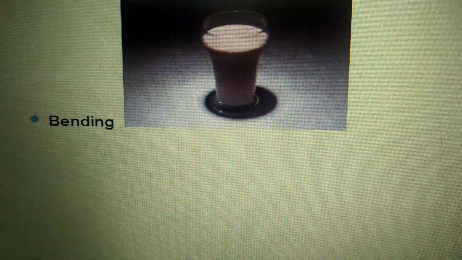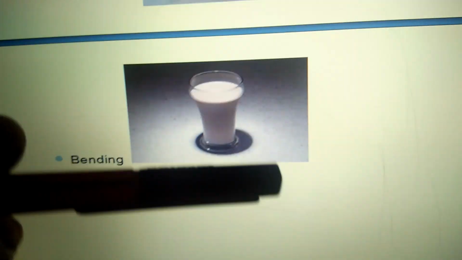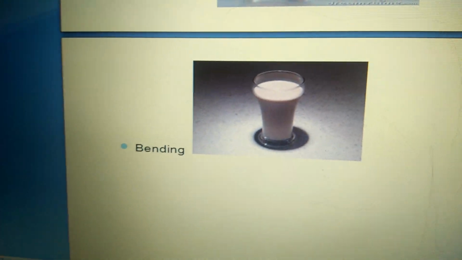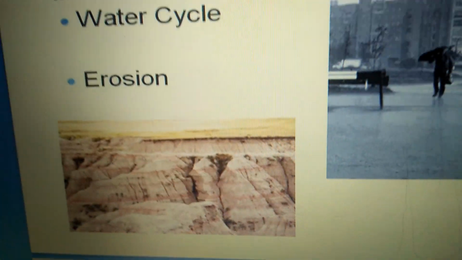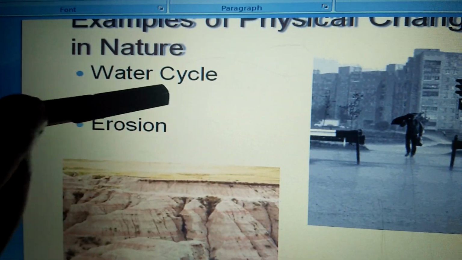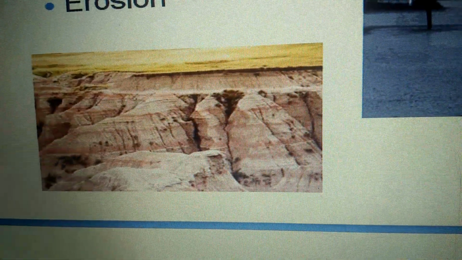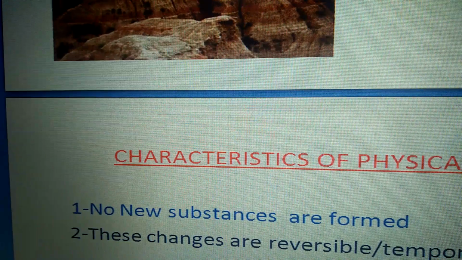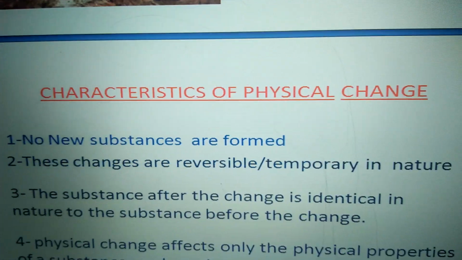In this way, when we lift anything like your book, bag, table from one place to another, this is also an example of change in position, which is a physical change. Here are some examples of change in nature. Water cycle, erosion, these are the changes occurring in nature, physical changes.